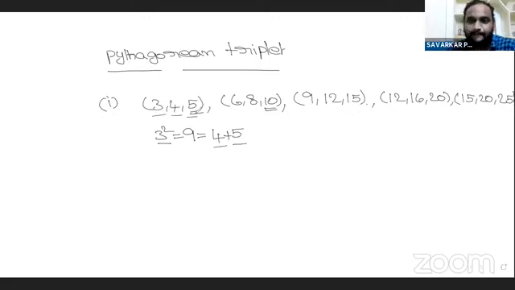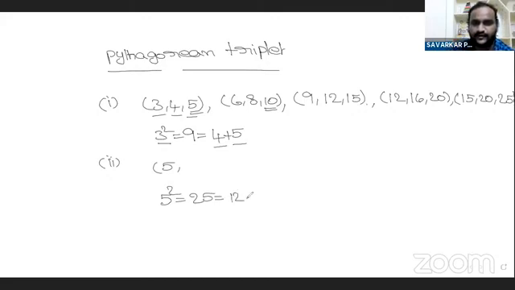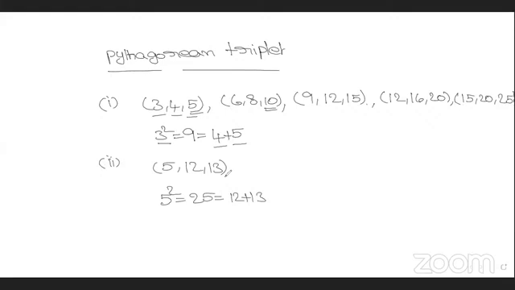Is it a blind coincidence, or shall we check with 5? Can I write something with 5? What is 5 square? 25. Can you write it as a sum of two consecutive numbers? 12 plus 13. So is our guess right? Is 5, 12, 13 also a Pythagorean triplet? Yes, sir, it's a Pythagorean triplet.